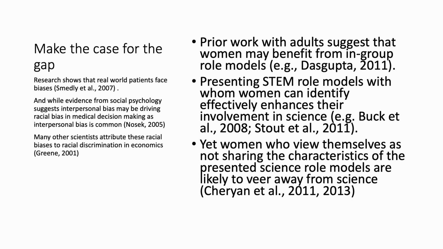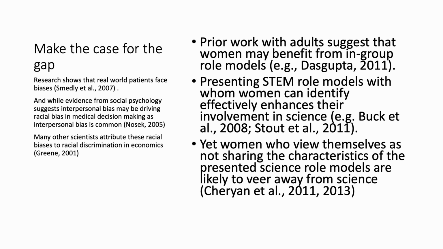So when I'm talking about IV, DV, population, setting, let's see here. Prior work with population suggests that specific population may benefit, kind of a vague DV there, from in-group role models, IV. Presenting STEM role models, IV, with whom women, population, can identify, that's still part of the IV, effectively enhances their involvement in science, that's the DV, right? In that study. So when I say IV, DV, I'm not talking about your IV and DV. I'm talking about all the IVs and DVs that you are citing.